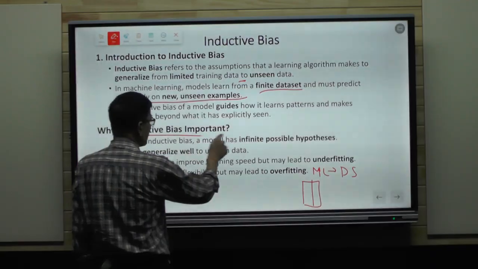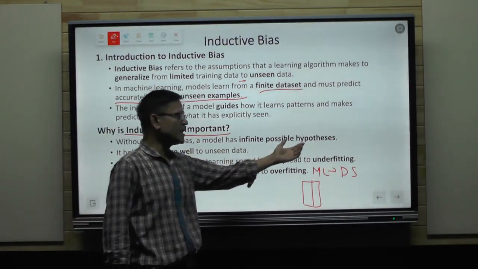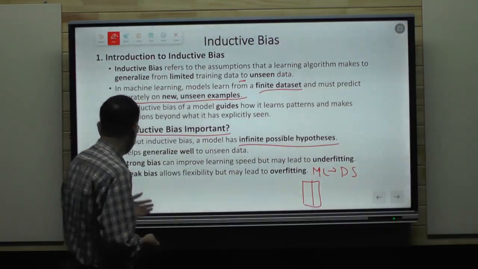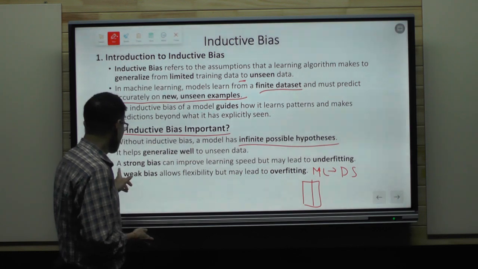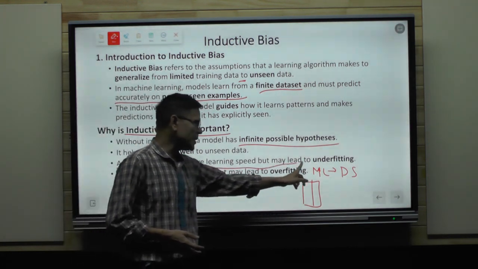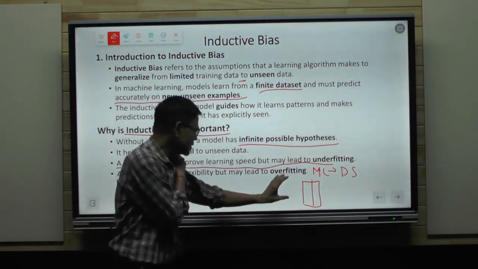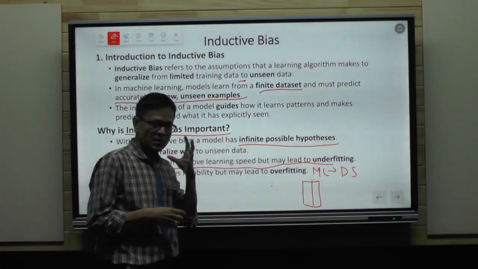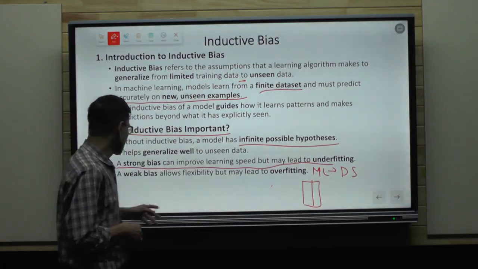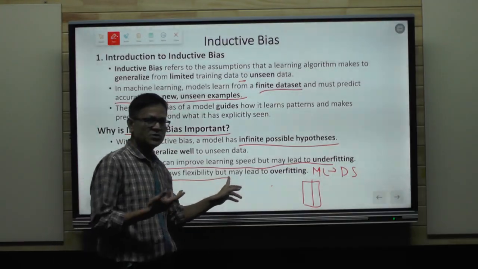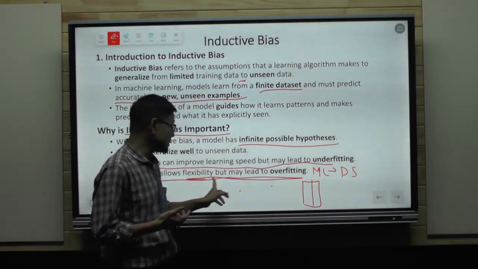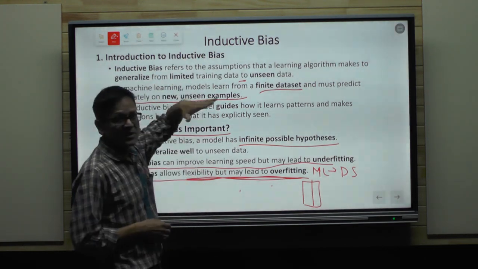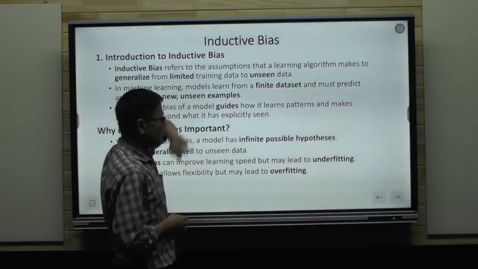So why is inductive bias important? Without inductive bias the model has infinite possible hypotheses, correct? We always have an infinite hypothesis space. So it helps generalize well to unseen data. A strong bias can improve the learning speed but may lead to underfitting. If your data size is small, the time taken for learning may be very less, but you are prone to underfitting. A weak bias allows flexibility, that means you can generalize, but it can lead to being very specific, so you can end up overfitting. These are the problems associated with all machine learning techniques, and that is where inductive bias comes to the rescue.